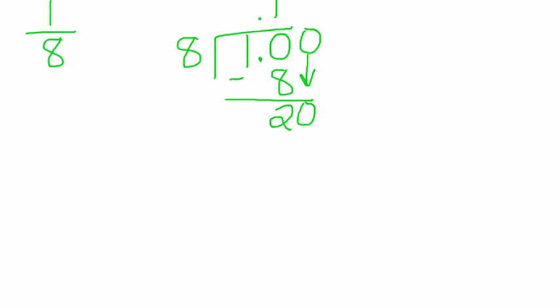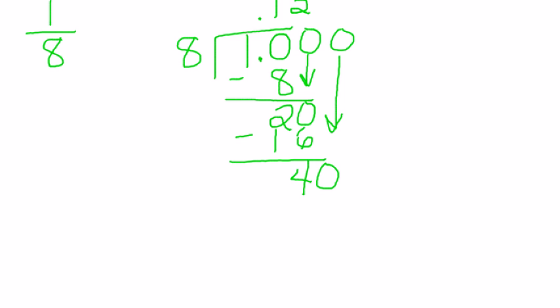Now how many times will 8 go into 20? Well, it will go 2 times, and 2 times 8 is 16. So then we subtract, we get 4. We still have a remainder, so we're going to keep adding a 0.